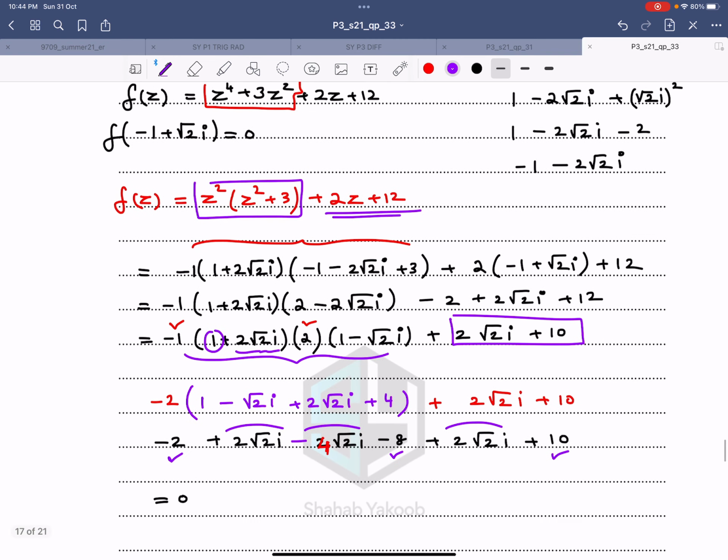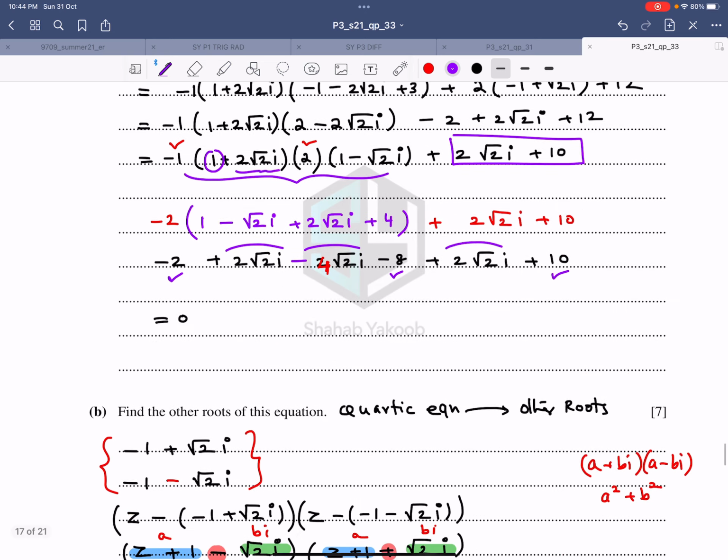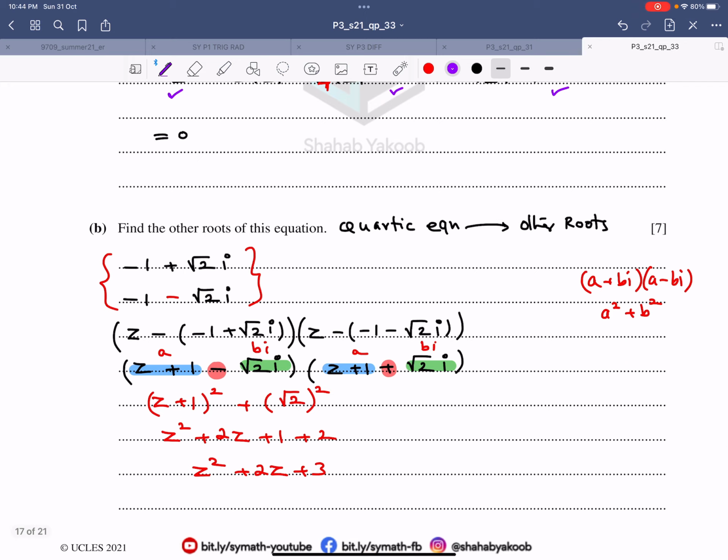So now we have seen the major questions of this particular paper, and the last 4 questions were not so simple, and these are the questions that distinguish between an A star versus an A, or an A versus a B. Take care. See you again.